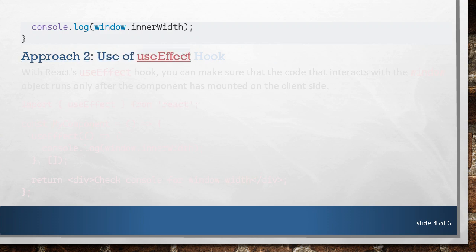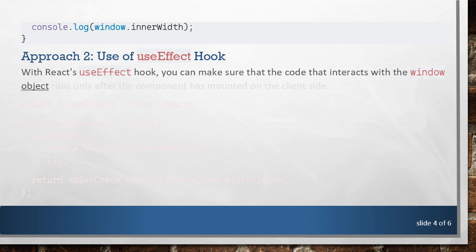Approach 2: Use of useEffect hook. With React's useEffect hook, you can make sure that the code that interacts with the window object runs only after the component has mounted on the client side.